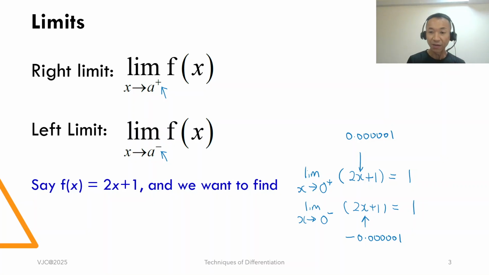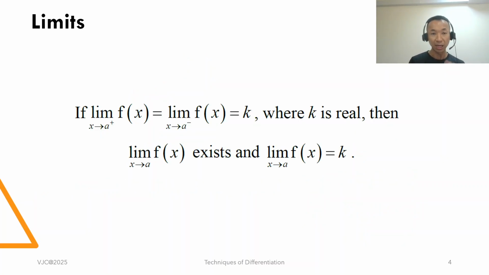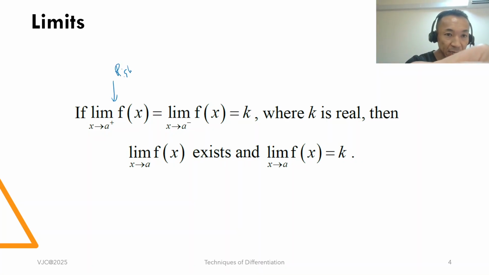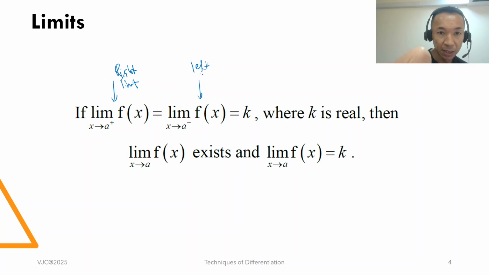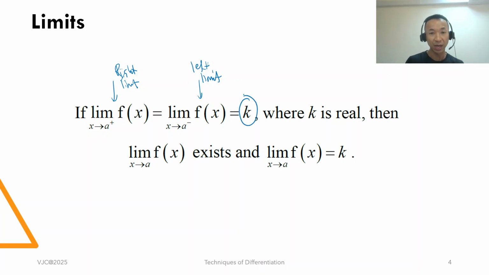Now, if the left limit and right limit are the same, there is this condition. If this is the right limit, and this is the left limit, if they happen to be the same and equal to a value k, where k is a real number, then we say, okay, let's not talk about left limit and right limit. Then actually the limit exists, and the limit is this specific value k.